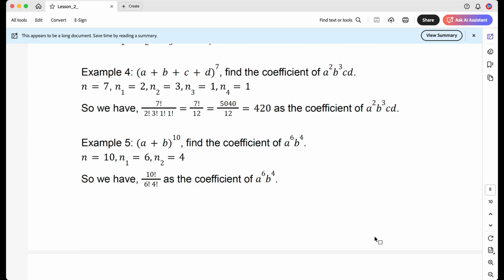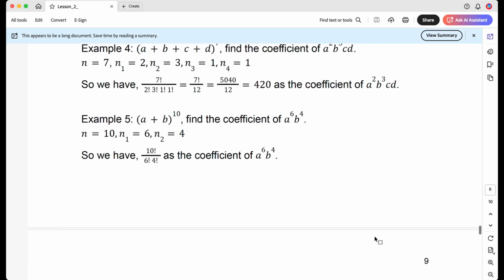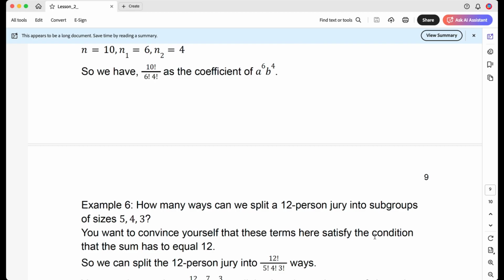Or you could use the combination formula. How many ways can we split a 12-person jury into subgroups of sizes 5, 4, and 3? So this is in the same context as above. We have a total here, 5 plus 4 plus 3 does equal 12. We're splitting up the 12 people into sizes 5, 4, and 3. So it amounts to a count of a permutation with repeats. And so we get 12 factorial over 5 factorial, 4 factorial, 3 factorial.